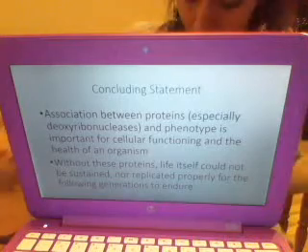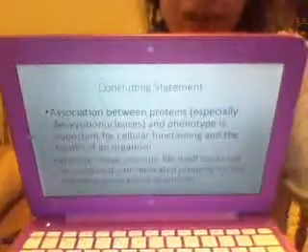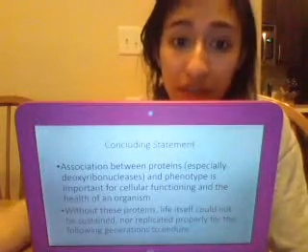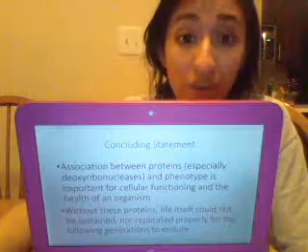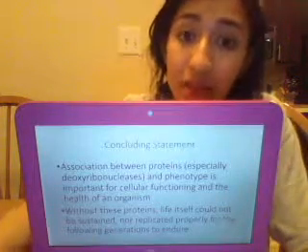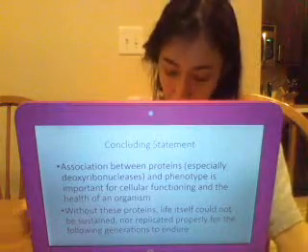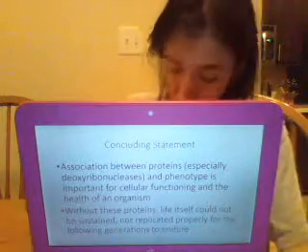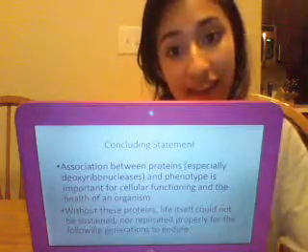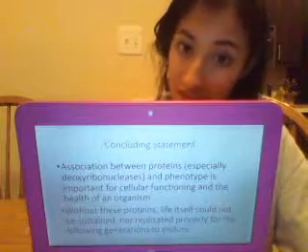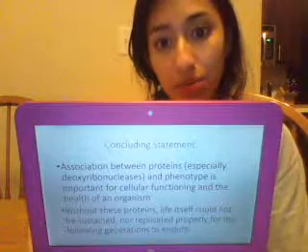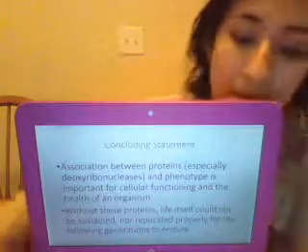So what did we find out about all this? What does this all mean? The association between proteins and phenotype is very important because proteins affect the cellular function, which ultimately affects the organism's overall health. Therefore, without these proteins, life itself could not be sustained, and replication wouldn't be able to occur. So following generations would not be able to endure.